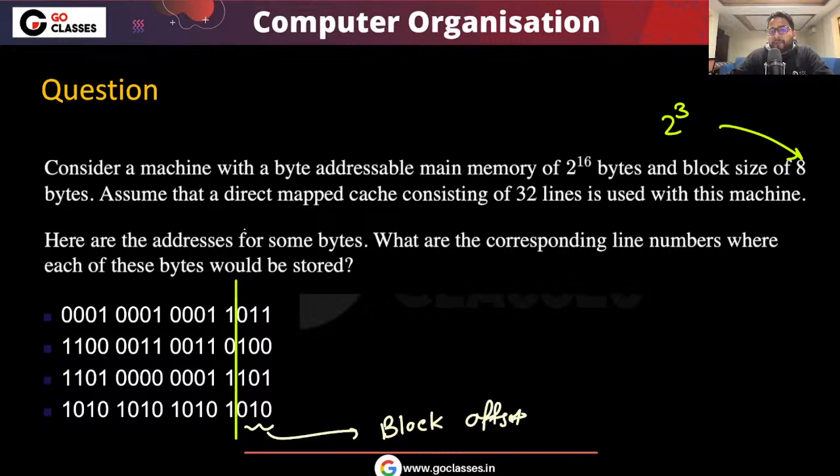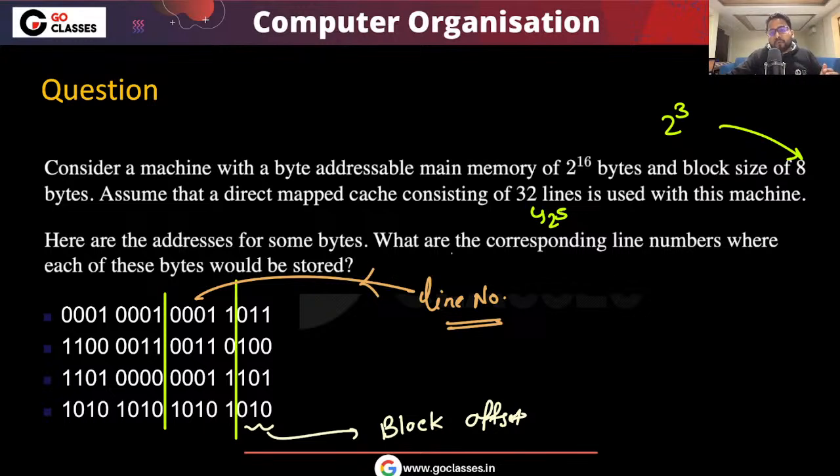Assume that a direct map cache consisting of 32 lines is used with this machine. Since the lines are 32, which is 2 power 5, the next 1, 2, 3, 4, 5 bits will be used for the line number.